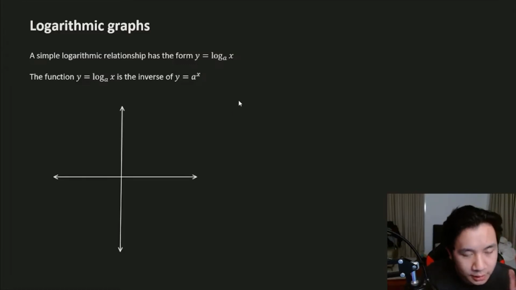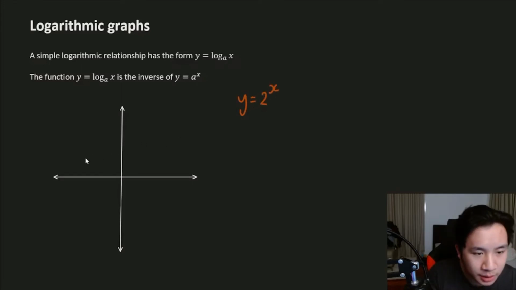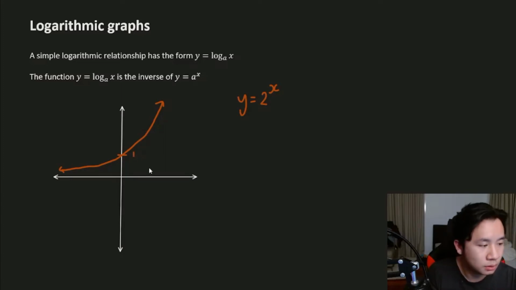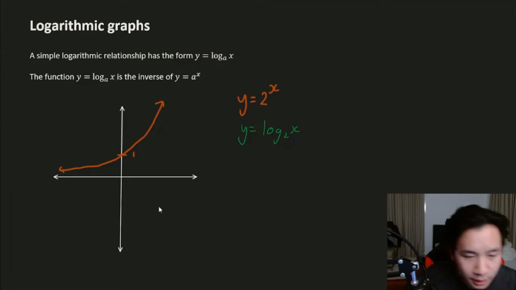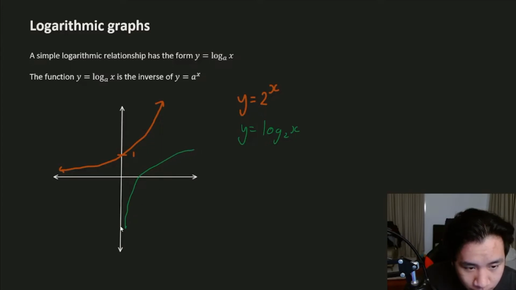To get the idea of what inverse means, I want to sketch y equals 2^x. Just a rough sketch. That's an exponential, so it'll look something like this, where the intercept is 1. So y equals log_2 x is the inverse of this, and I'll show you what it means. y equals log_2 x looks like this, where the intercept is 1.